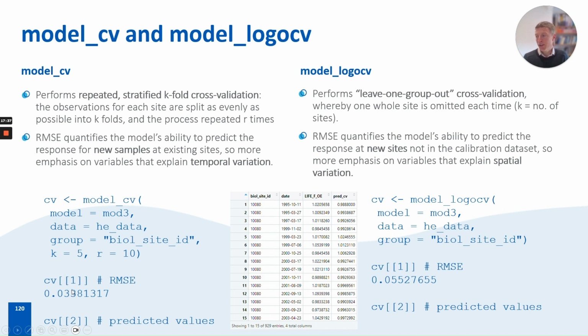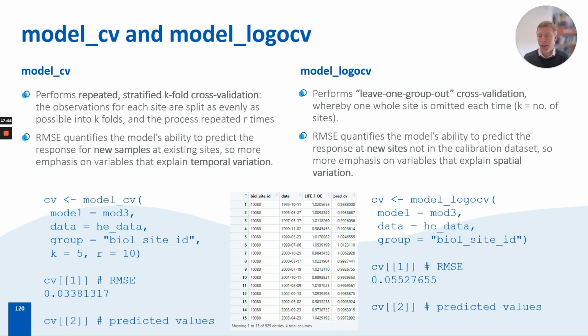The first element of that list is the RMSE estimate itself. So in this example, we get an RMSE of 0.0338. That is a measure of how close the predictions from the model are to the true values when we try to predict for new samples at existing sites.